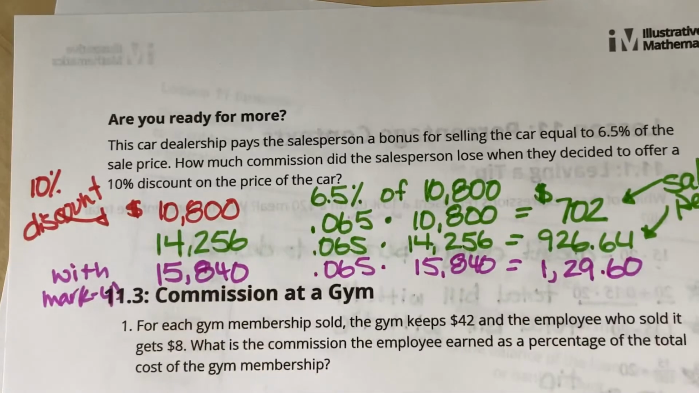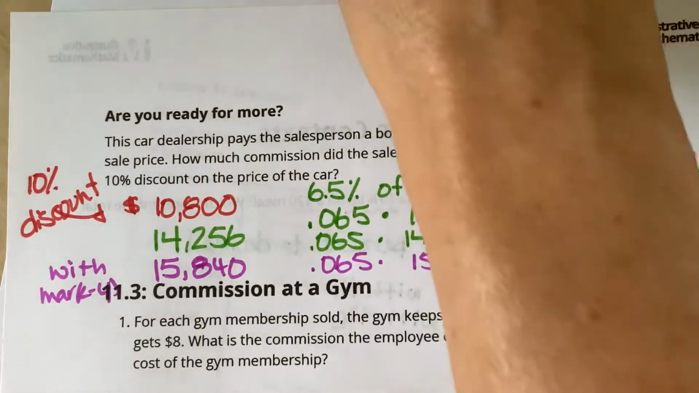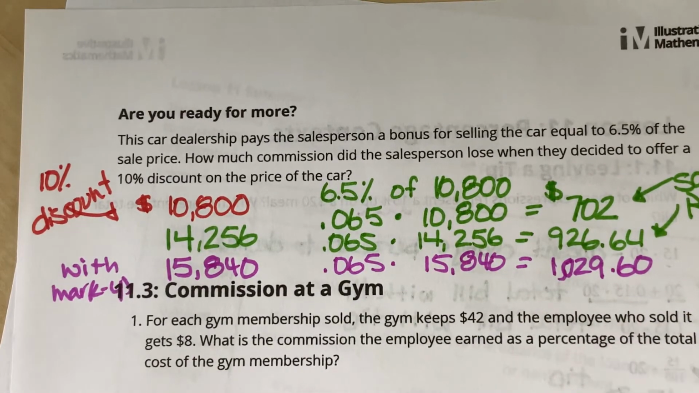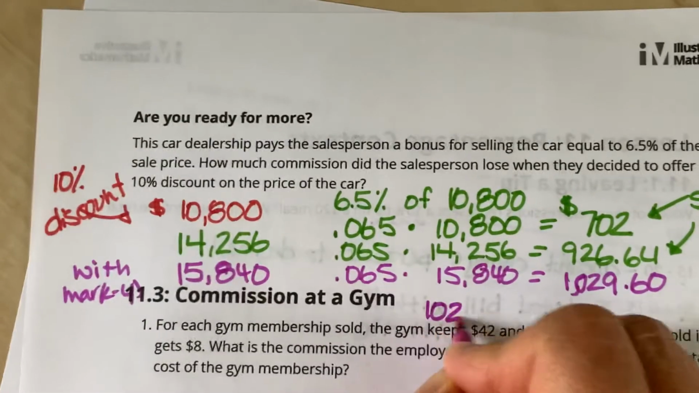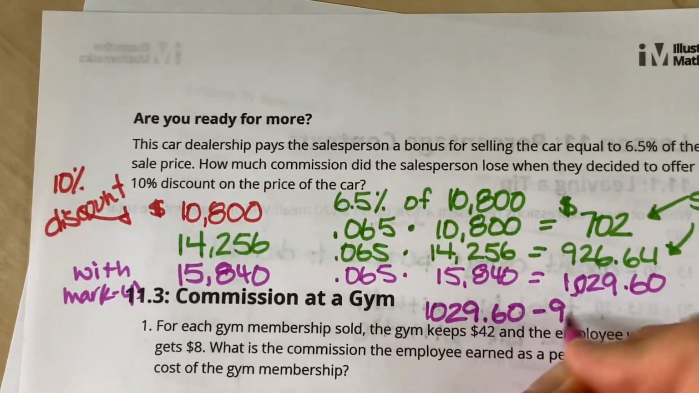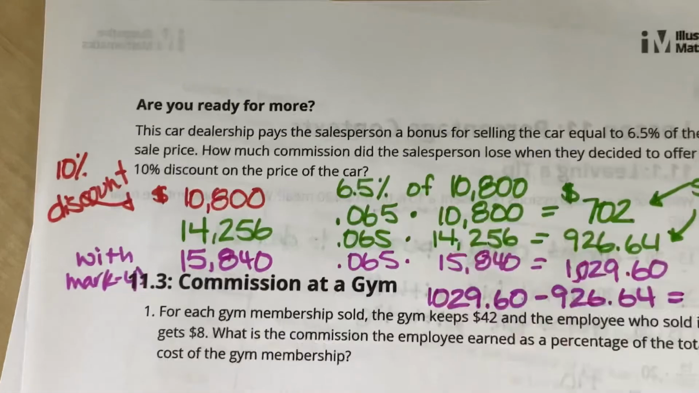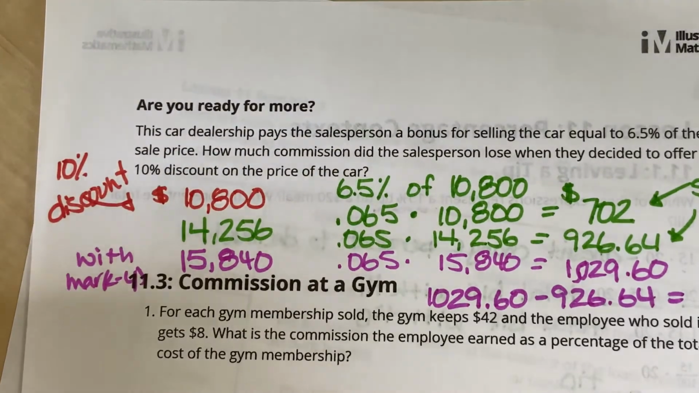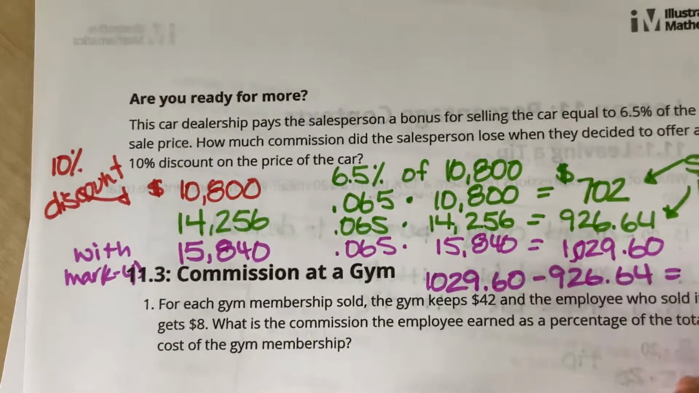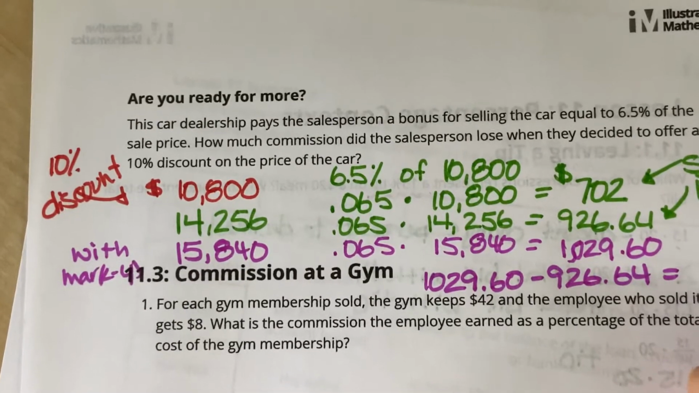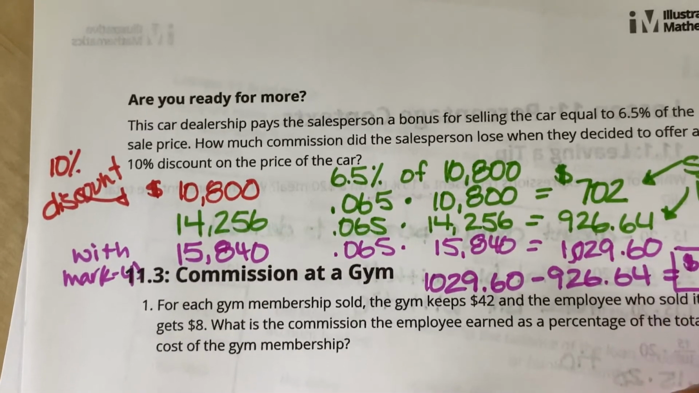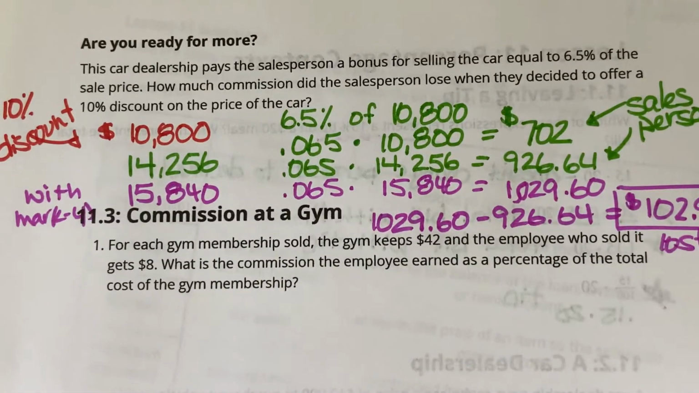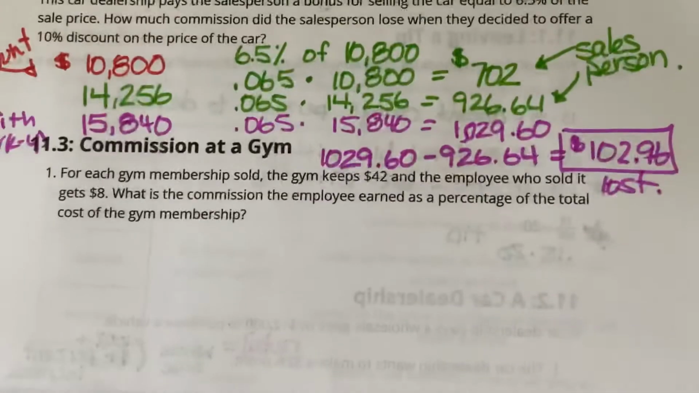So I would subtract those two. Look at me, I put the decimal in the wrong spot. 1,029.60, you guys. Forgot my 0. So you would do 1,029.60 minus 926.64, and I get he lost $102.96 on that sale. All that work for one problem. We only have 2 more to get through though, so it's not too bad.